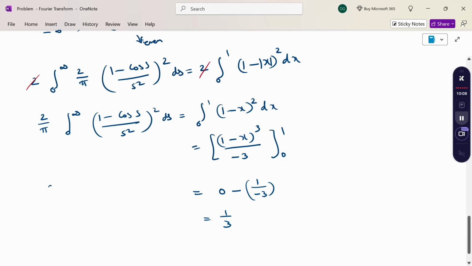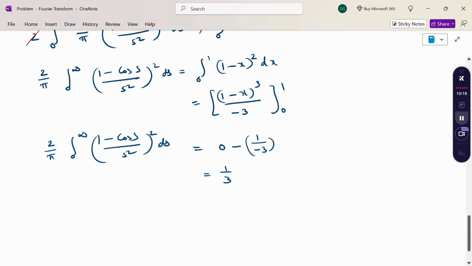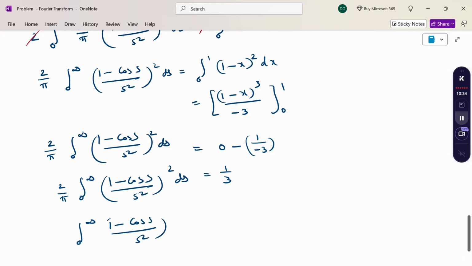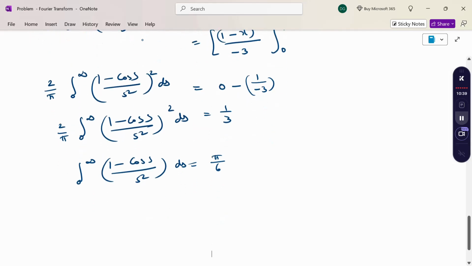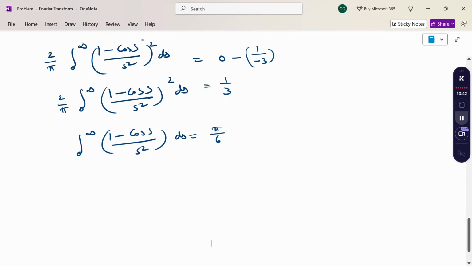The value is 2 by pi times the integral from 0 to infinity of ((1 minus cos s) by s squared) whole squared ds equals 1 by 3. Moving the 2 by pi to the right hand side, the integral from 0 to infinity of ((1 minus cos s) by s squared) whole squared ds equals pi by 6. Hence we deduce this integral, and this is the answer.